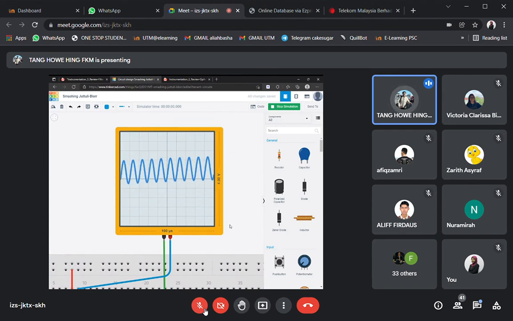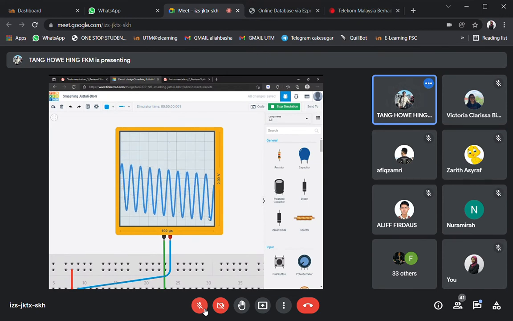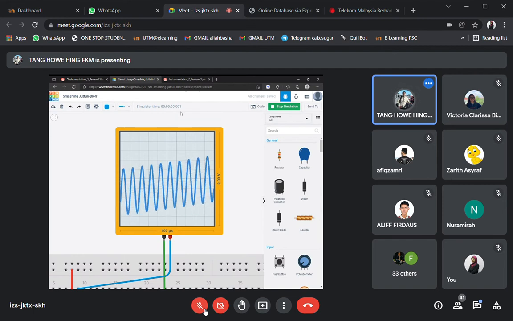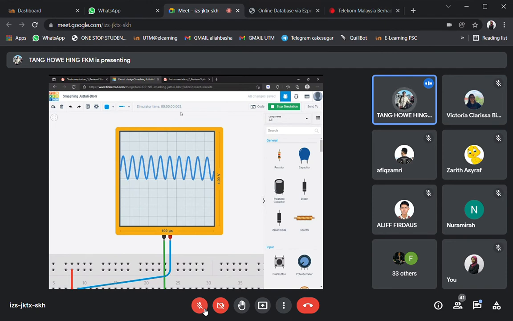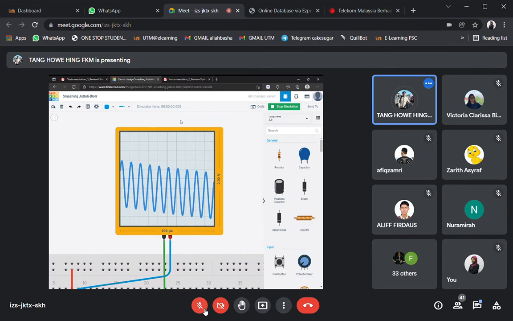So unfortunately, the time step is still very, you can see that the time step is too slow. All right, so that's why we can't really see it clearly.